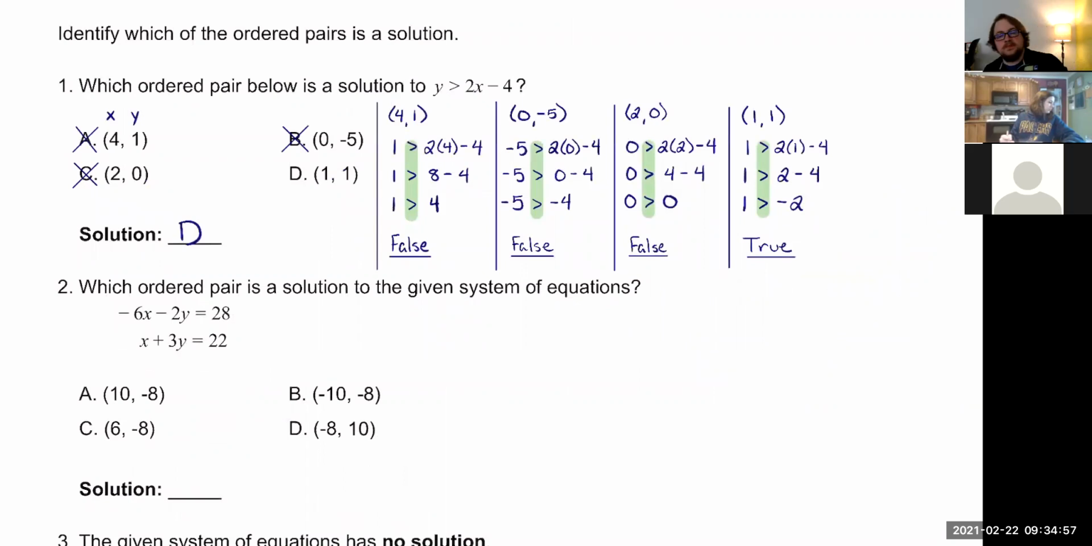Now, the second one is kind of a tricky one because technically we could use a similar process as we did from number 1. But the problem is that we can't just agree that it has to work for one of the equations. It would in fact have to work for both. So I would argue, why not just solve it instead of checking to see if every single one of those ordered pairs is a solution?